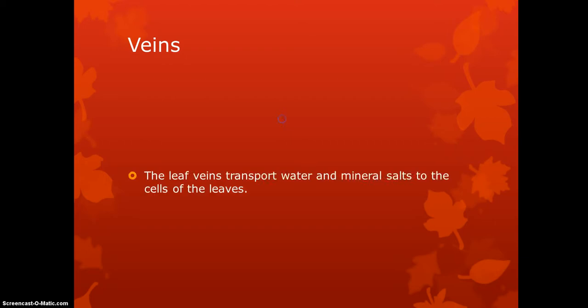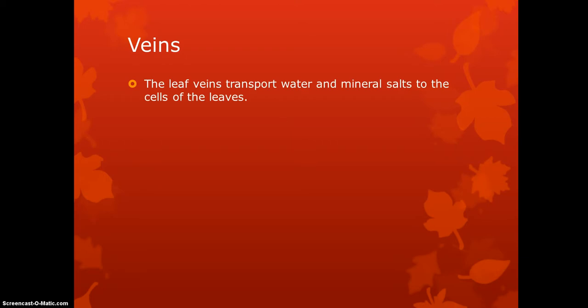So, veins. We're going to talk about the veins in the leaves and what their uses are. Now, if you notice, the veins are kind of like tubes as well. So, they also act in the transportation system. They also have a certain function in that. The leaf veins transport water and mineral salts to the cells of the leaves.